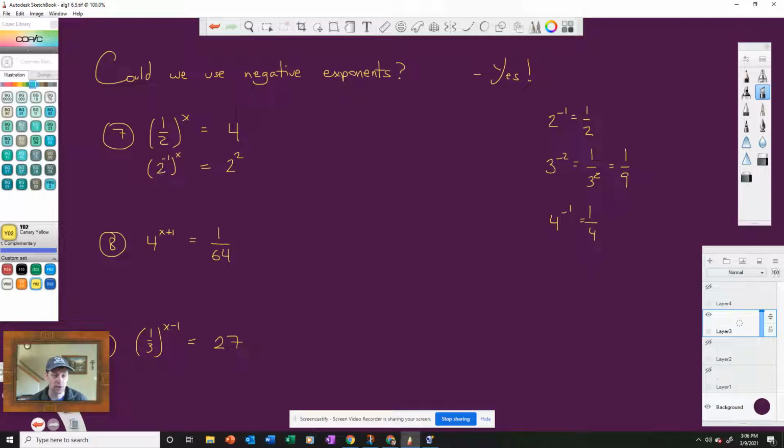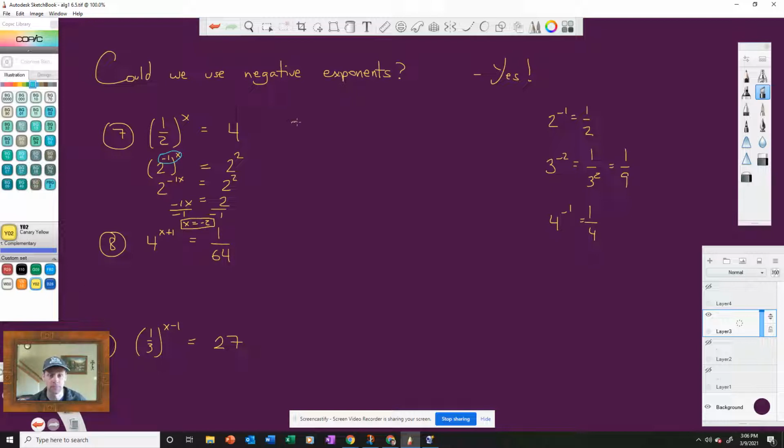So now I'm going to write 1/2 as 2 to the negative 1. So 1/2 to the x becomes 2 to the negative 1 to the x. Of course, I need to multiply these two exponents. So what I end up with is 2 to the negative 1x equals 2 squared. Now I have the same bases, therefore the exponents must be equal to each other. And I can say that negative 1x equals 2. Dividing both sides by negative 1, I get that x equals negative 2. Sorry that I got squishy there, but you should get x equals negative 2.